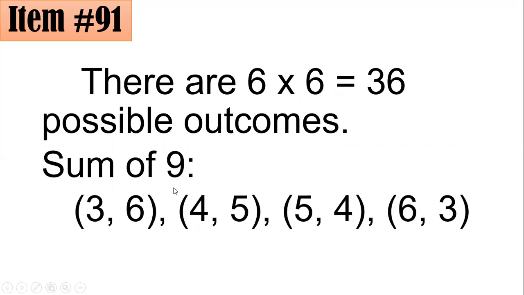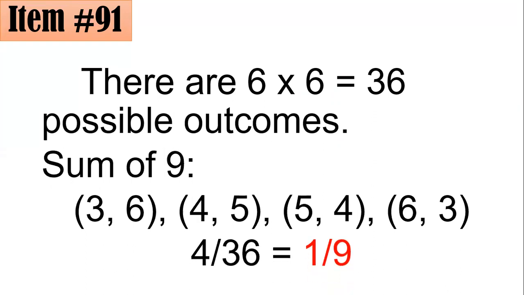To get a sum of 9, you could have either 3 and 6, 4 and 5, 5 and 4, or 6 and 3. You could no longer have others. You could not have 2 and 7 because there's no 7 on the die; the usual ones that we have are from 1 to 6 only. So that's 4 out of the 36 possible outcomes, or when simplified, 1/9. So if you answered letter D, congratulations, nakuha po natin. Marami pong sumagot ng letter D. Okay, so far so good po.